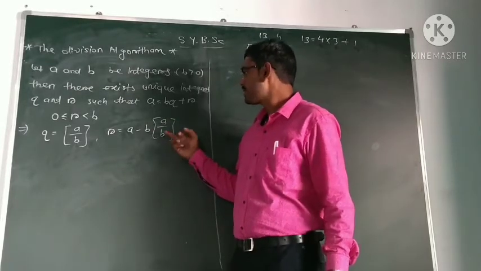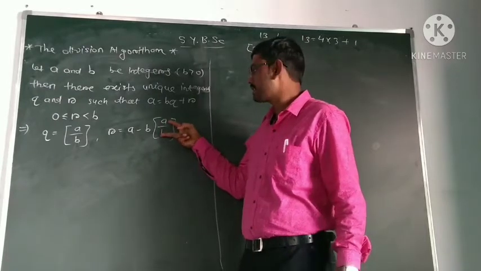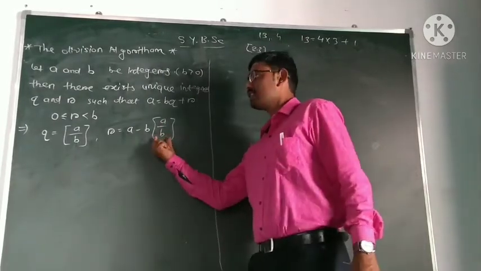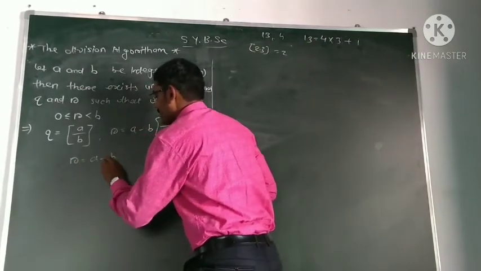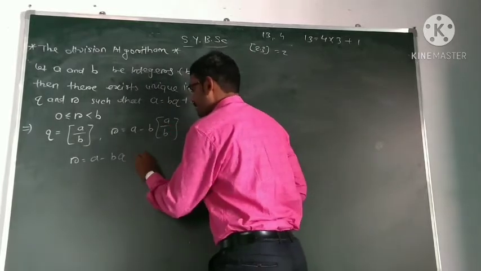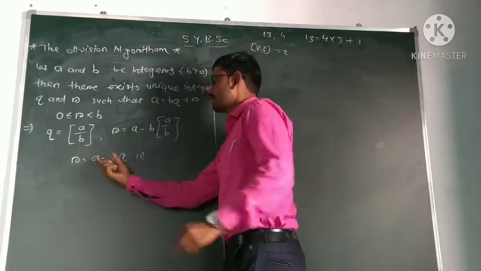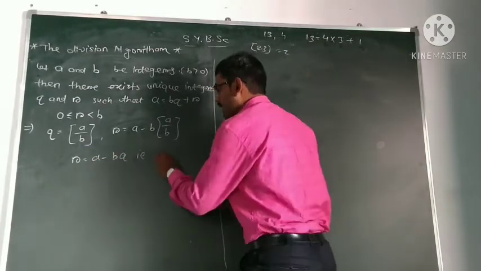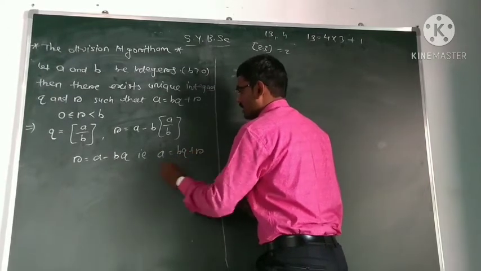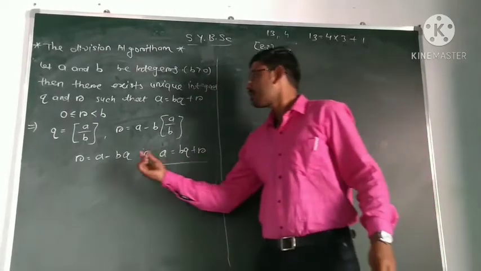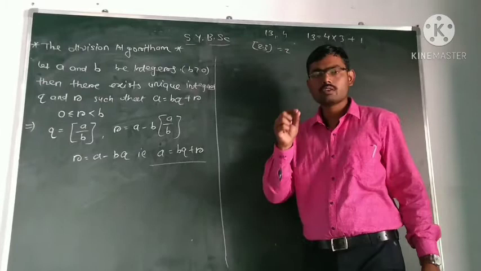Now since b is greater than 0, b is positive, this greatest integer function is defined or exists. But this value is nothing but q. So we get r equal to a minus b into q. Transfer this minus bq to the other side and keep a on one side. So we get a equal to b into q plus r. So this a equal to bq plus r, so we have solved just the first part.